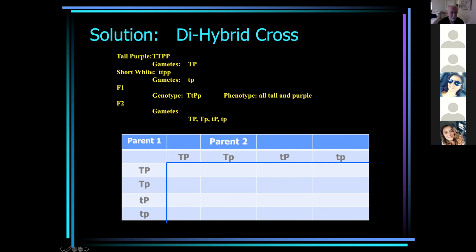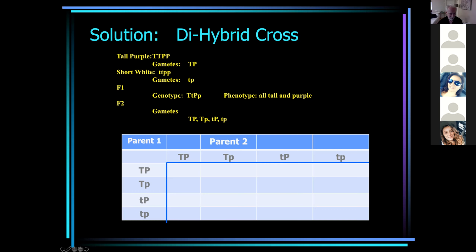So we can say that the tall purple plant is big T, big T, big P, big P. The gametes are all big T and big P. The short white parent is homozygous recessive, little t, little t, little p, little p. The gametes are all little t, little p. So the F1 genotype is heterozygous at both loci, and so the phenotype will be all tall and all purple.